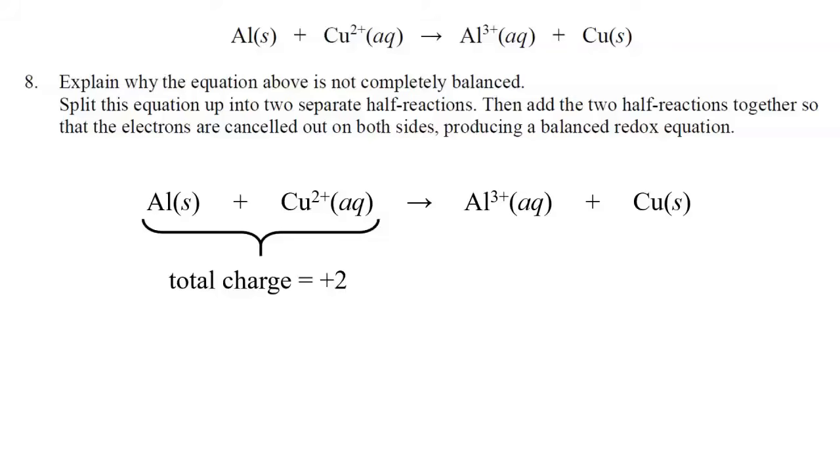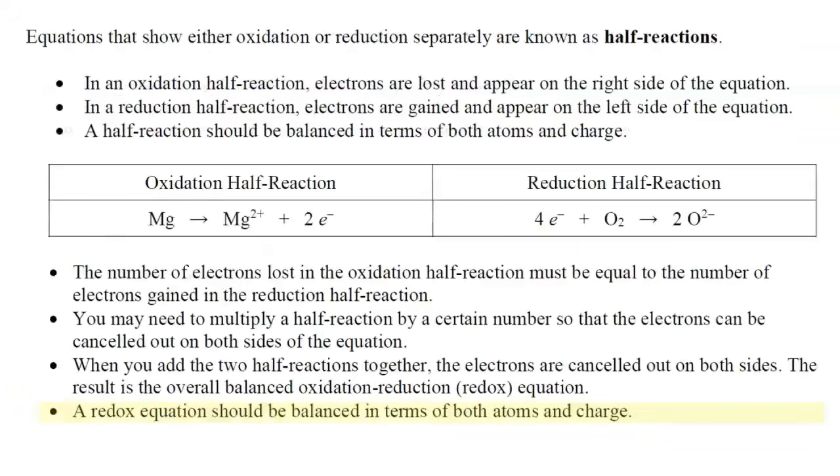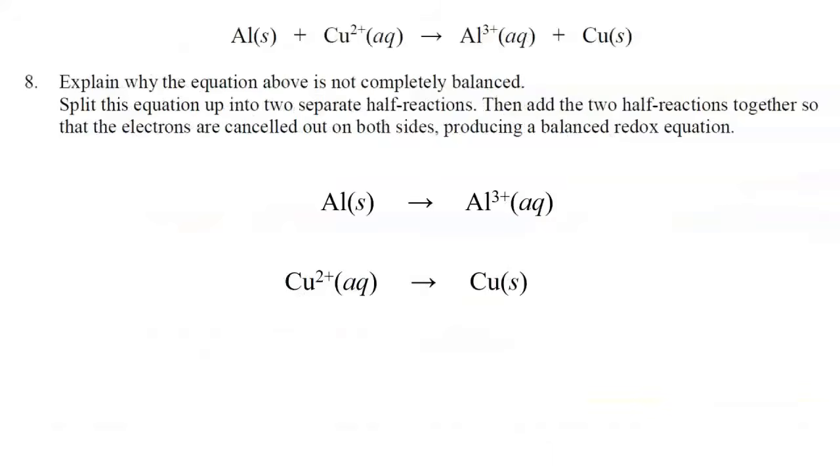We have a total charge of +2 on the left, and we have a total charge of +3 on the right. Remember that a redox equation should be balanced in terms of both atoms and charge. So we're going to split up this reaction into 2 separate half reactions. So for the aluminum half reaction, that would be oxidation. Remember, OIL RIG, oxidation is the loss of electrons. So I put 3 electrons on the right to balance the charge.